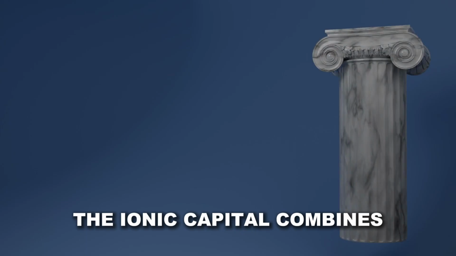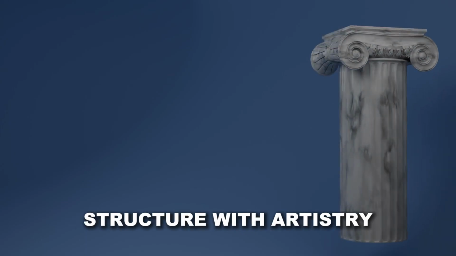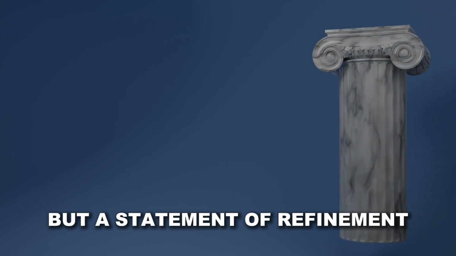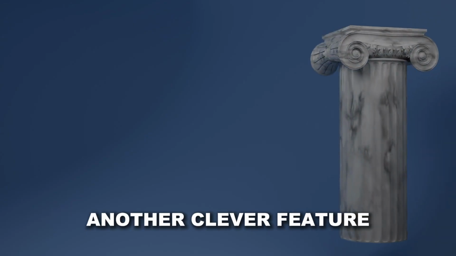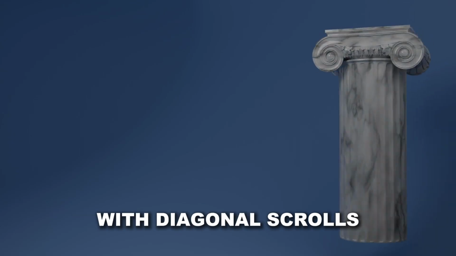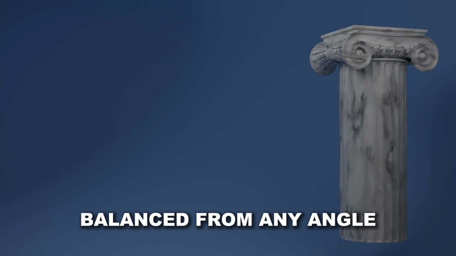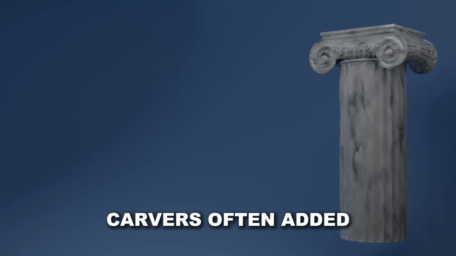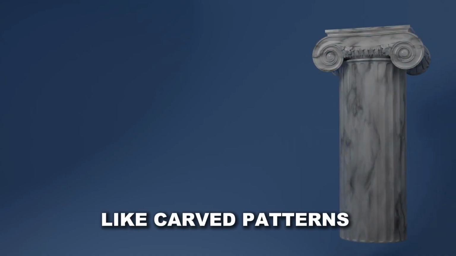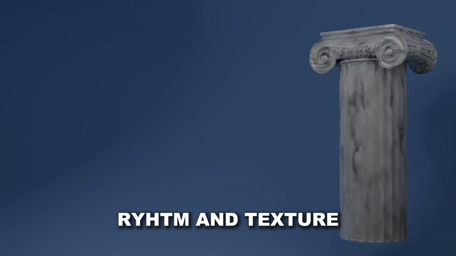The Ionic capital combined structure with artistry. It was not just a support, but a statement of refinement and sophistication. Another clever feature was how Ionic capitals were adapted for corners, with diagonal scrolls so the design looked balanced from any angle. Carvers often added extra details like carved patterns running between the scrolls, giving the capital rhythm and texture.